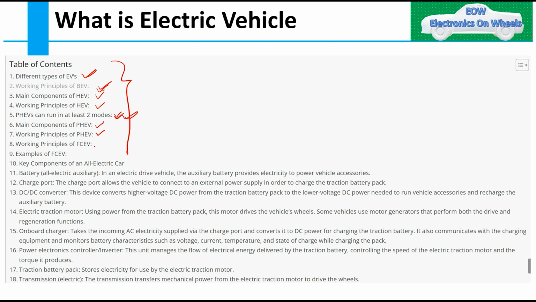Then there is a new term coming in the market, that is FCEV, that is fuel cell based EV, where we are using hydrogen. So we will see that also, and the working principle and some examples of FCEV. So these are the basic things we will cover about the EV. First the basic content, then we will take one deep dive session on the electric vehicle.